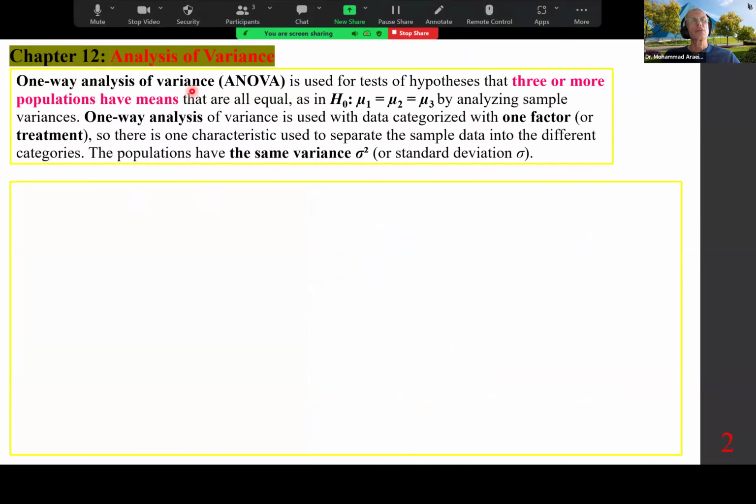One-way analysis of variance, also known as a single factor ANOVA, is used for tests of hypotheses that three or more populations have means that are all equal, as in H0: mu1 equals mu2 equals mu3, by analyzing sample variances. One-way analysis of variance is used with data categorized with one factor or treatment, so there is one characteristic used to separate the sample data into the different categories. The populations have the same variance, sigma squared, or standard deviation, sigma.